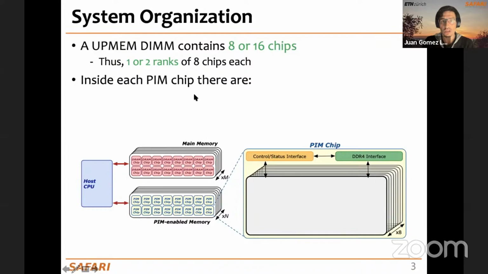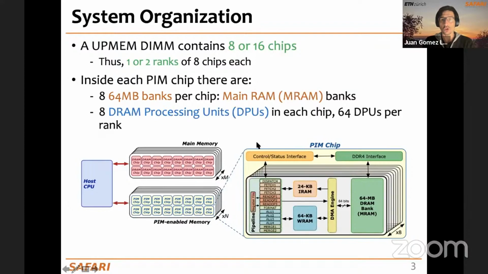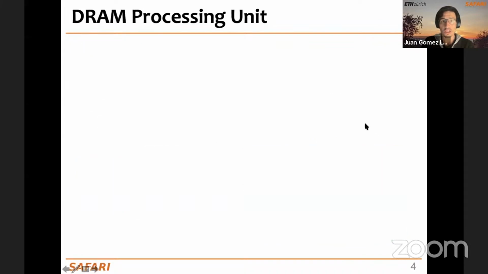If we take a look at the internals of a PIM chip, we will find 8 DRAM banks called main RAM, or MRAM, and the size of these banks is 64 megabytes. We also have 8 DRAM processing units, or DPUs. So in total, in one rank, we have 64 DPUs.